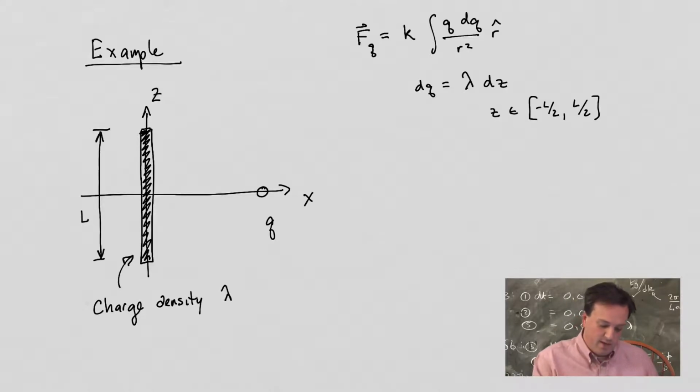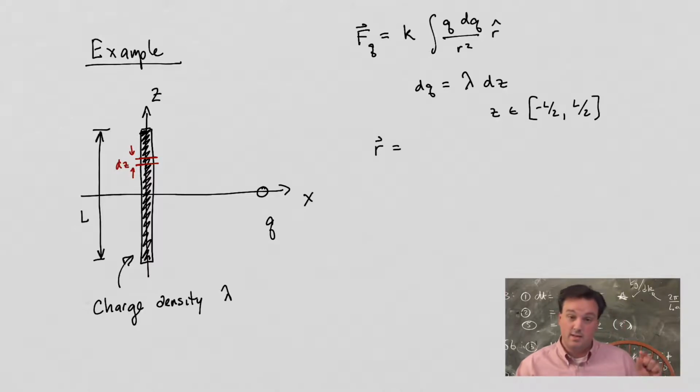Now I have to define my vector r, which is going to, remember, point from my charge distribution to my charge. How I like to set this up is I take some infinitesimal piece of my charge. So I'm going to call this dz. It's a little bit in the z direction. And I want to ask, what is the vector that describes the distance between dz and the charge that I'm looking at?